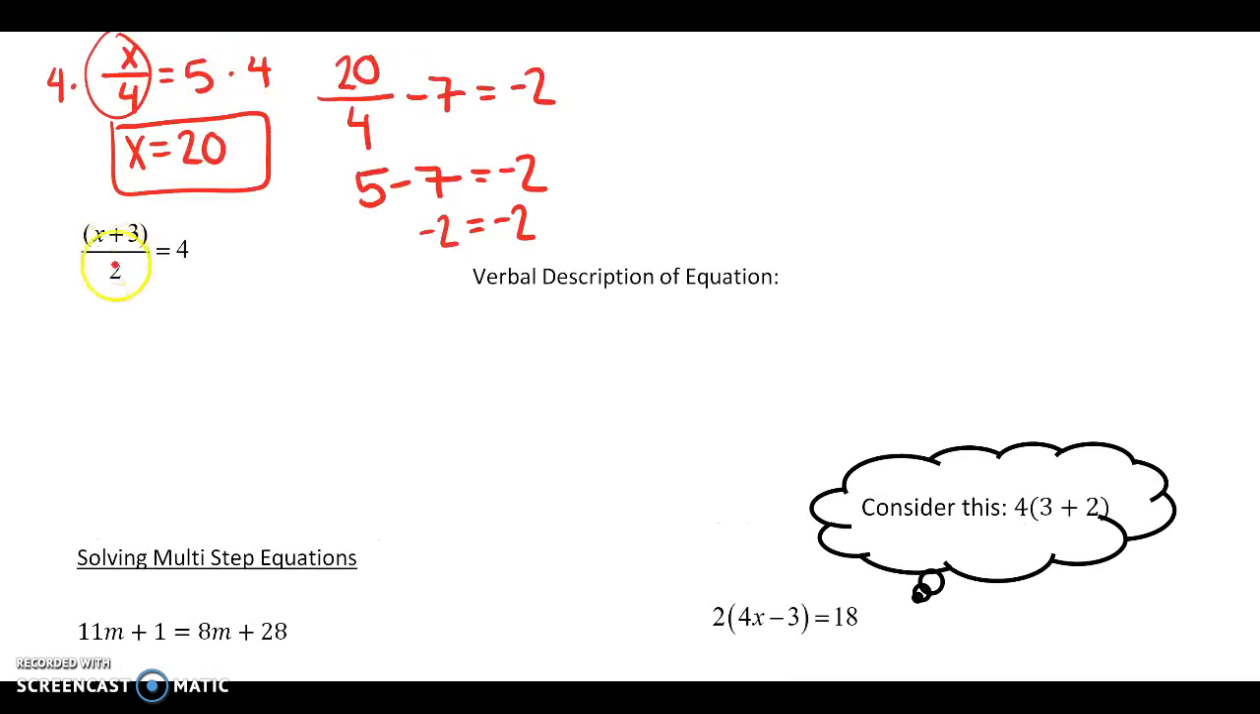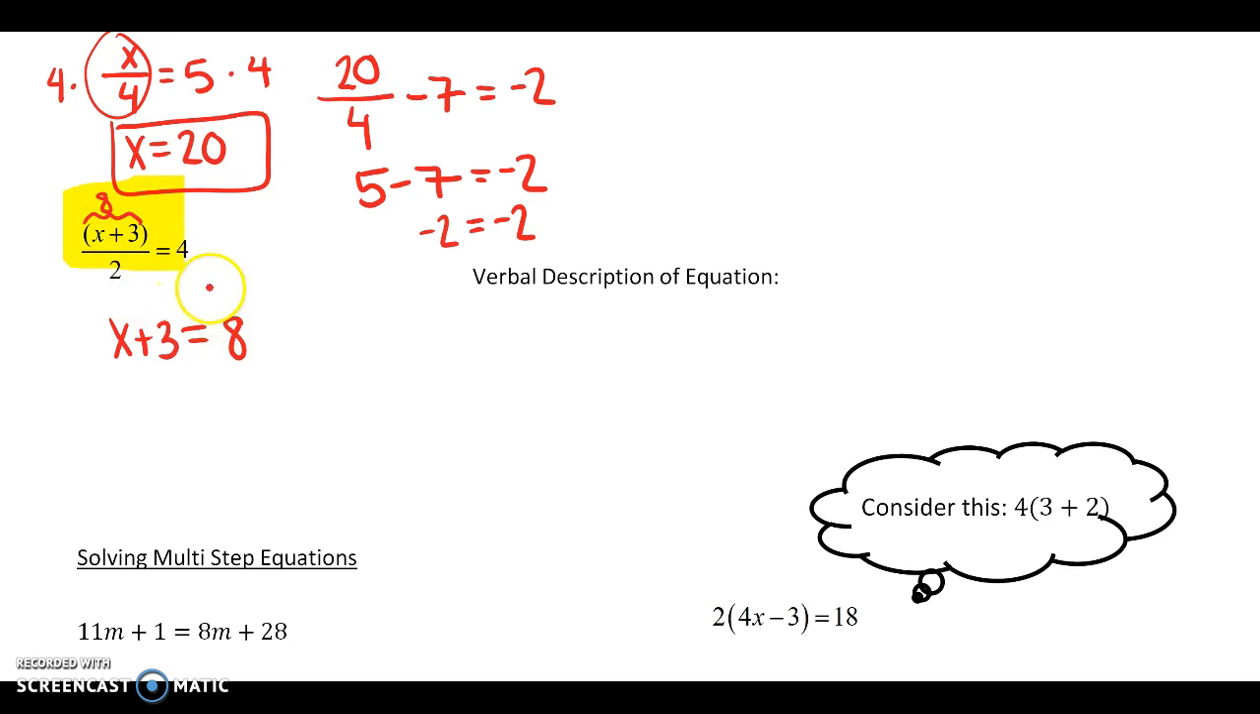Okay, so we're going to do another one with some division. Let's start small here. You're going to take something and divide it by 2, and you get 4. So if I take something and divide it by 2 to get 4, this something would have to be 8, because 8 divided by 2 is 4. So that means x plus 3 has to equal 8, because the numerator would be 8 divided by 2 is 4.